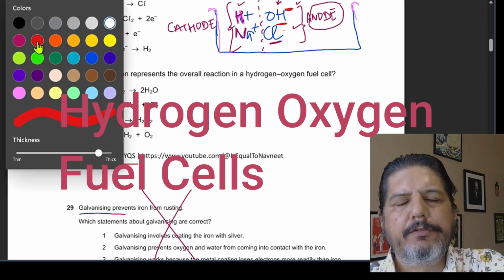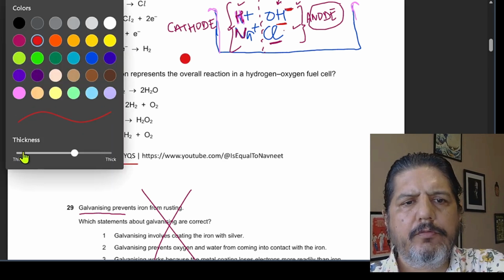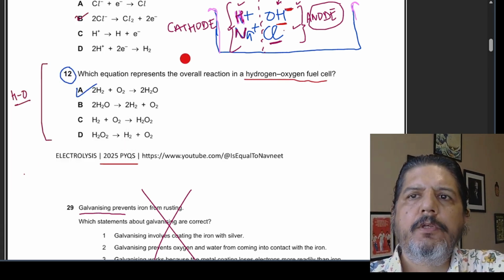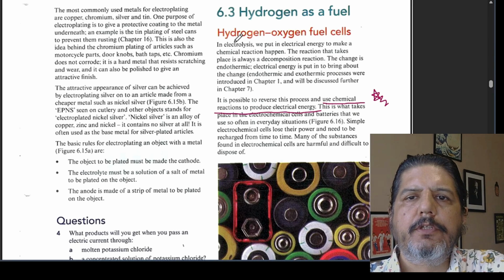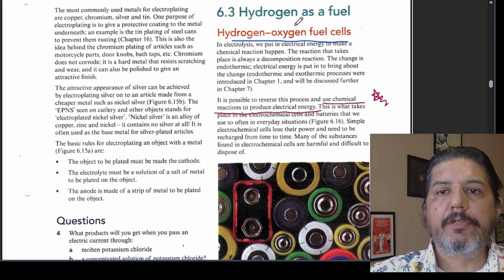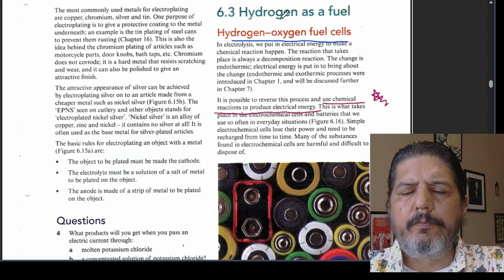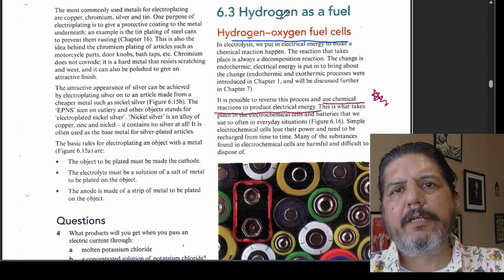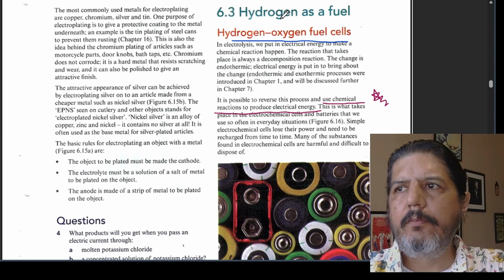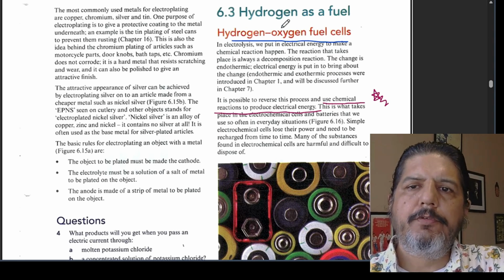Now, what I have done is I have taken different kinds of questions which involve the hydrogen oxygen fuel cell. This is a topic where a lot of times these kinds of questions are asked. In almost every question paper that I have seen, one question is asked on the hydrogen oxygen fuel cell. So I'll just brief you.